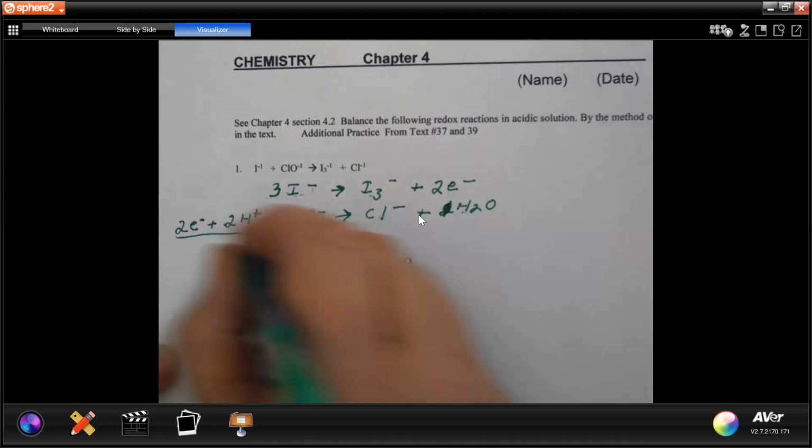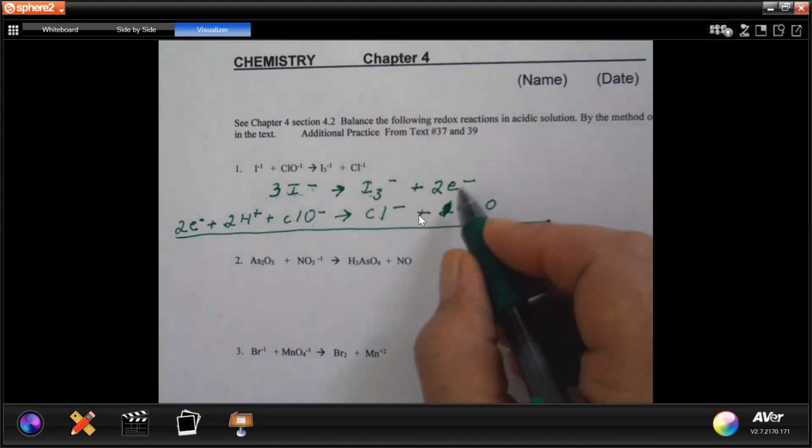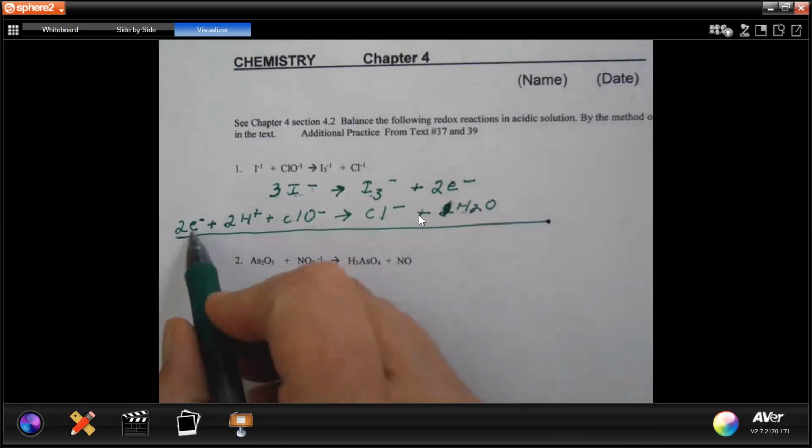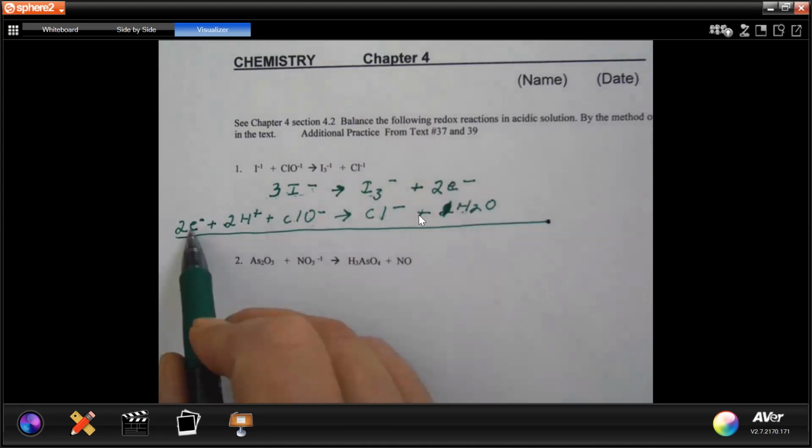All right, the next thing we do is multiply through these equations so that the number of electrons lost and the number of electrons gained are the same. Well, in this one, I don't have to do anything because this one gives off 2 electrons. This one uses up 2 electrons. So they're already the same.